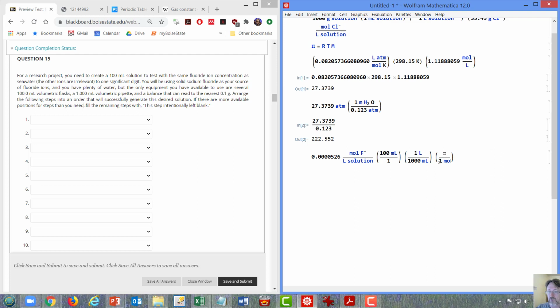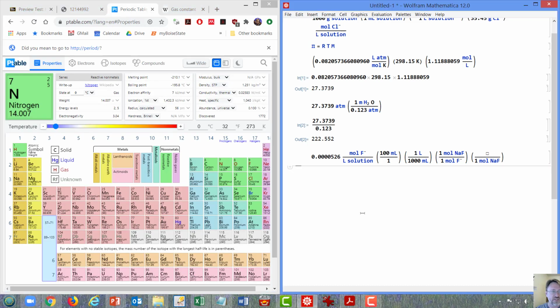Every mole of the fluoride corresponds to 1 mole of the sodium fluoride, because when this dissolves, you get 1 mole of the fluoride ion. And now we can convert that to grams to find out how much we need to weigh out. 1 mole of NaF. And we now need to go back to our periodic table, and sodium is 22.99 for the sodium. Fluoride is 18.998. So again, using this as a calculator, we have 41.988 grams sodium fluoride. All right.